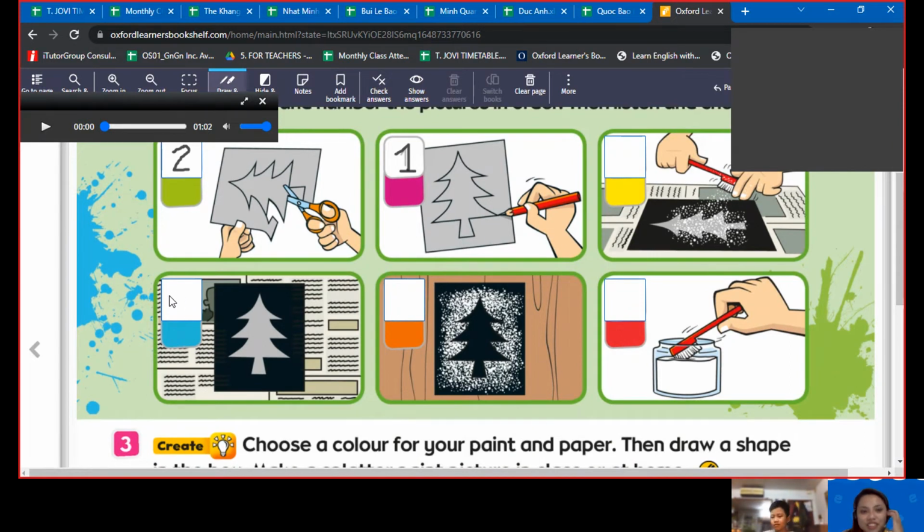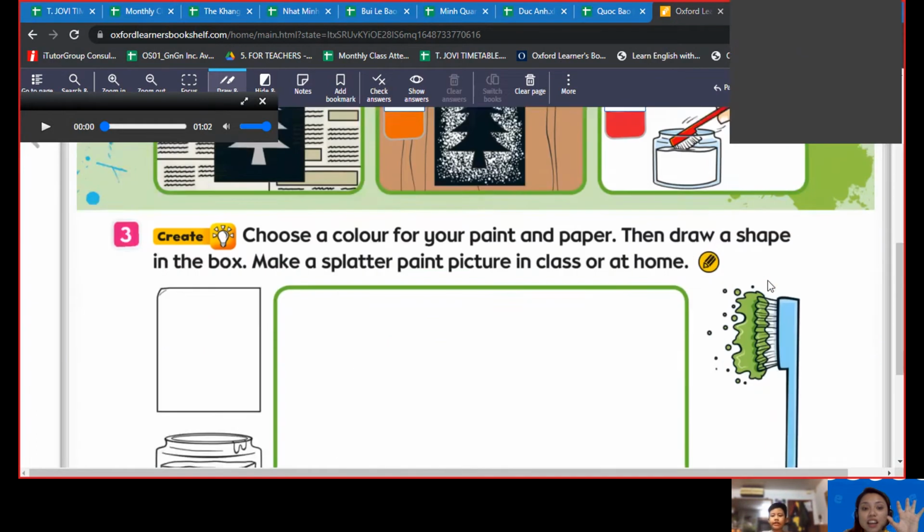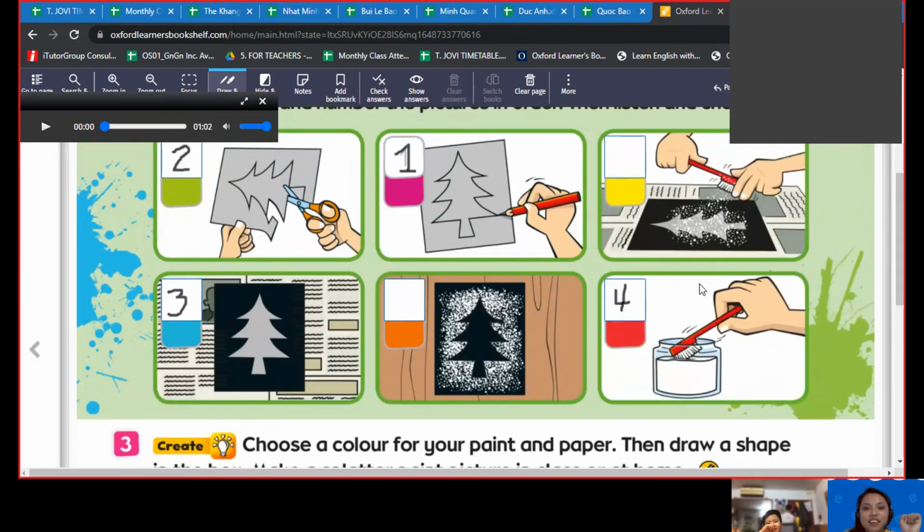All right. And four. What is four? Four is red. Good job. Five. What is five? Five is yellow. Very good. And six is? Orange. Yeah, orange. Okay, so there you go.